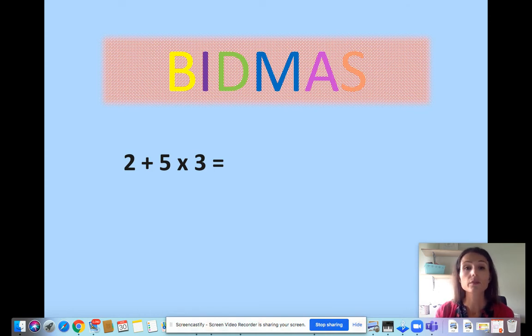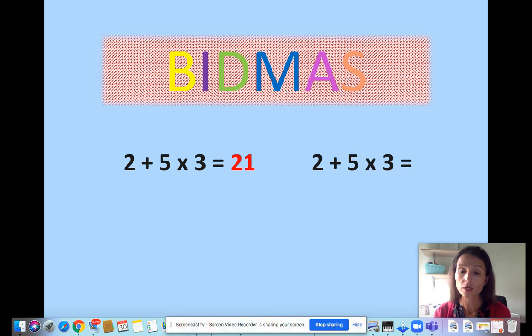7 times 3, 21. Or you could think, I quite like multiplication, so I'm going to do that part first. 5 multiplied by 3 is 15. Add the 2 and we get 17. But which one is correct? You can see that if we solve problems in different orders, we're going to get a different answer. This is why BIDMAS comes in handy, so we all follow the same order.